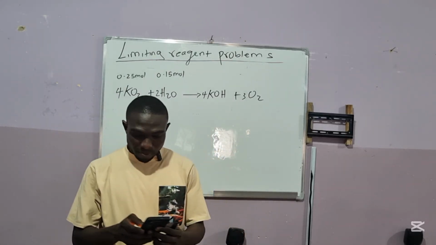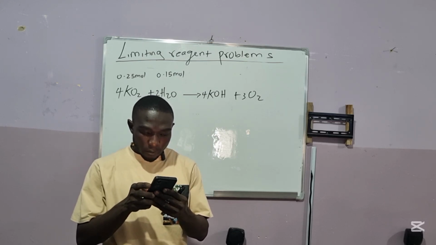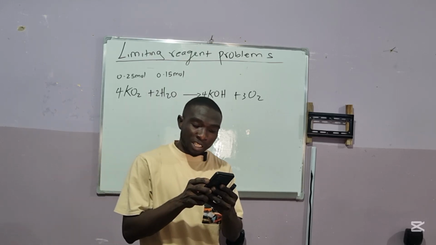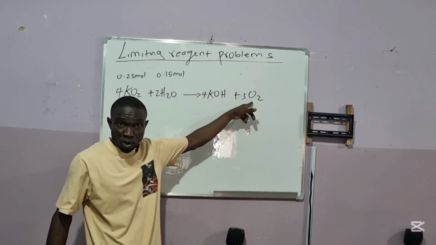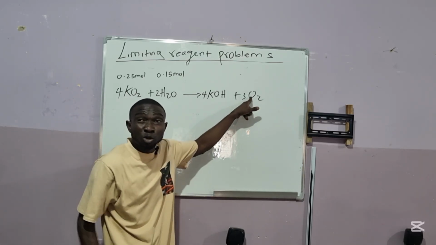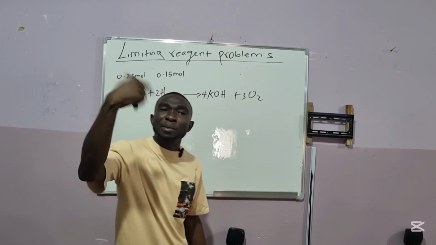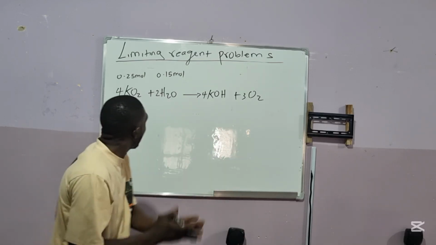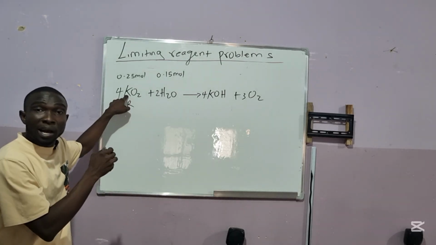So we've done A and B. Now the C part of the question says, what amount in moles of oxygen can be produced from this reaction? We are considering oxygen as our product, right? So we want to know what amount in moles of oxygen can be produced from this reaction. Don't forget, the limiting reagent will determine the amount of product that can be produced in this reaction. And at this point, we know that the limiting reagent is KO2, that's potassium superoxide.